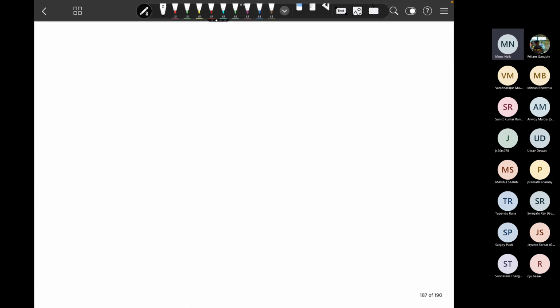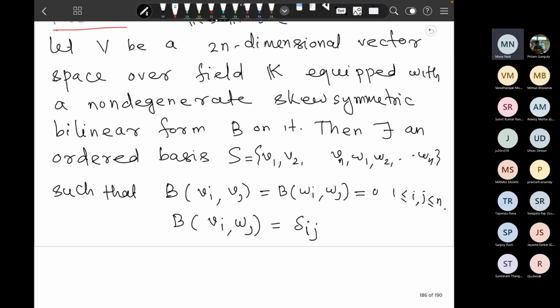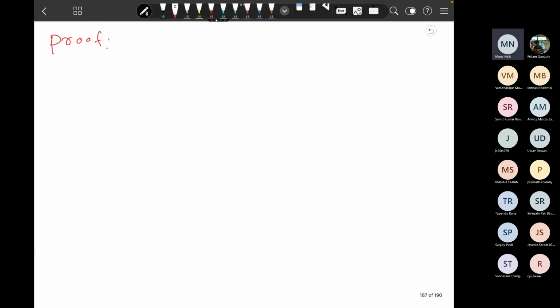Okay, proof. Let us just look at the statement that if V is a 2n dimensional vector space over a field K equipped with a non-degenerate skew symmetric bilinear form B on it, then there exists an ordered basis S equal to v1, v2, ..., vn, w1, w2, ..., wn, so that B of vi, vj is equal to B of wi, wj is equal to 0, and B of vi, wj is equal to delta ij. Okay. So for the proof, see Hoffman-Kunze. This is done in Hoffman-Kunze.